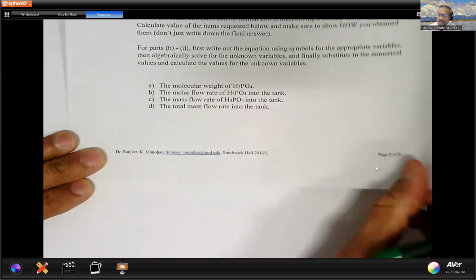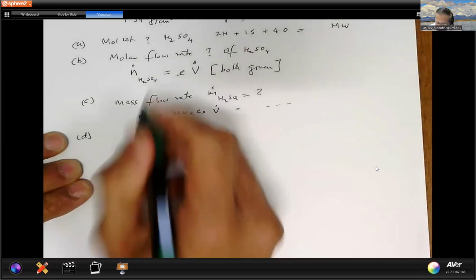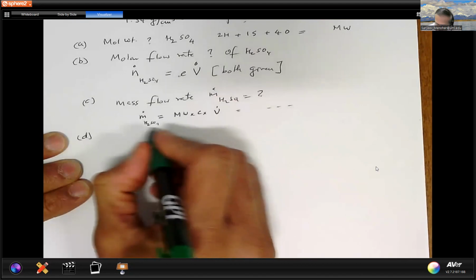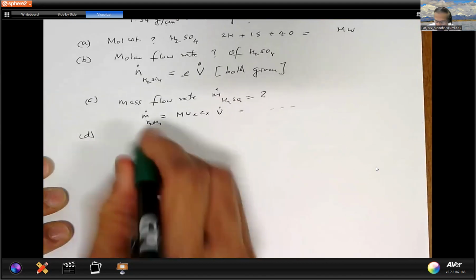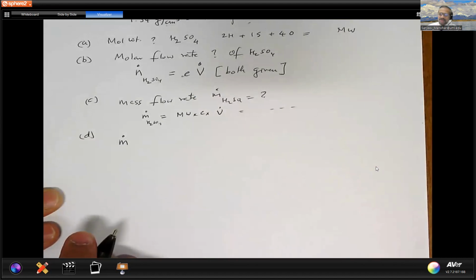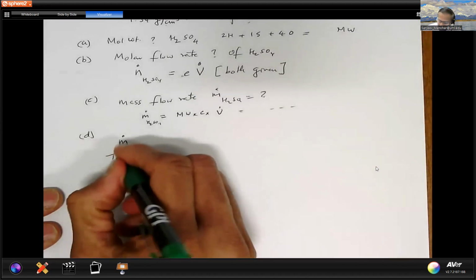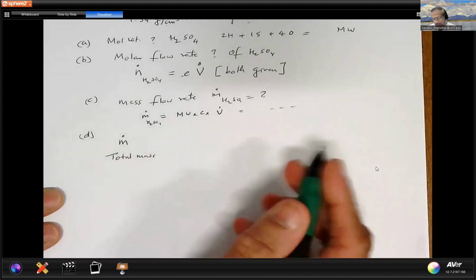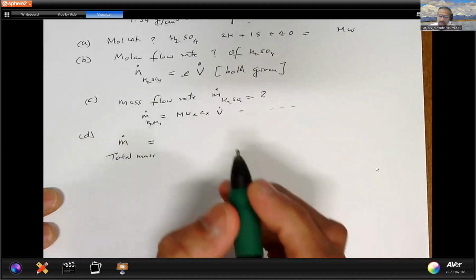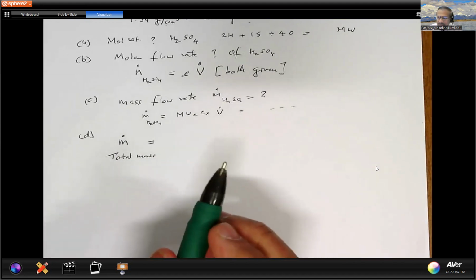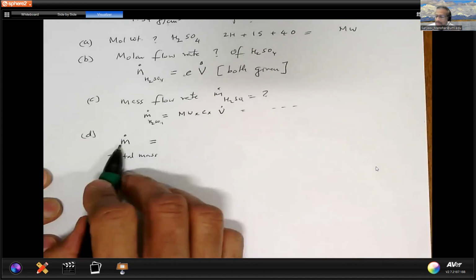So you got that, molecular weight, molar flow rate, mass flow rate, the total mass flow rate. So what equation is this? It's not M H2SO4, right? That's the mass flow rate of H2SO4. The total thing is just that, right? The total mass. Remember, this is where students get confused. Total mass, not just sulfuric acid. So when you get stuck like this, what is the total? How do you calculate total mass?